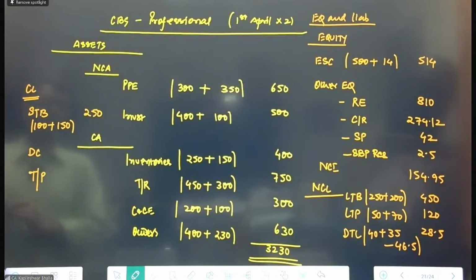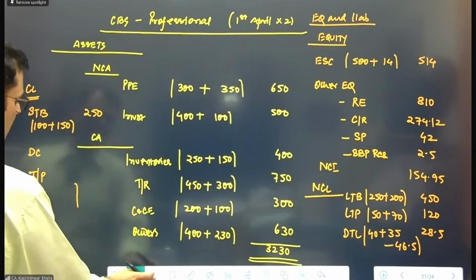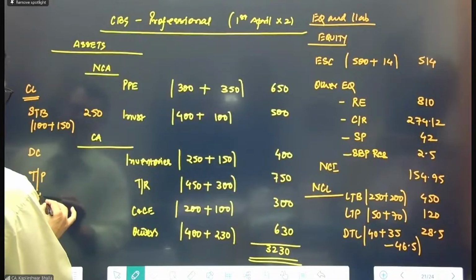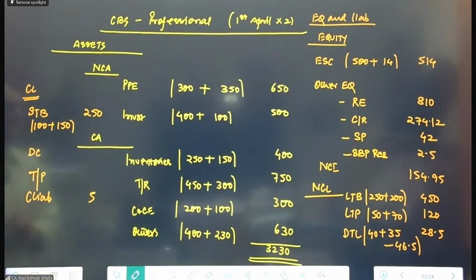And I think there was a contingent liability. So I can add the contingent liability in the trades payable itself, or maybe show it separately. Let's not merge it. Creditors would be different. So let me show the contingent liability in lakhs. Contingent liability was 5. DC was how much?